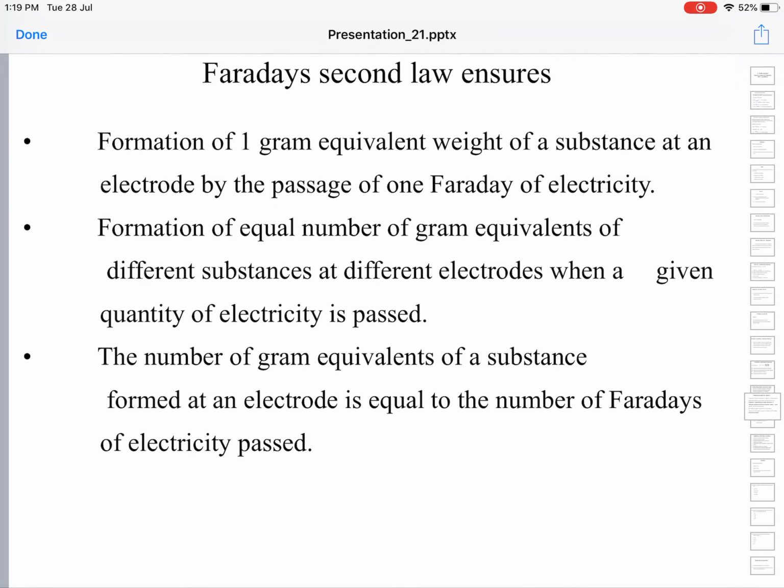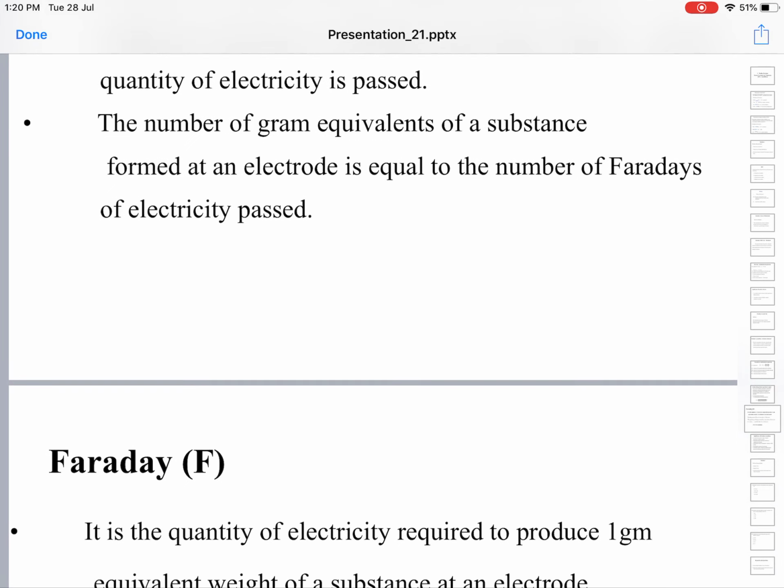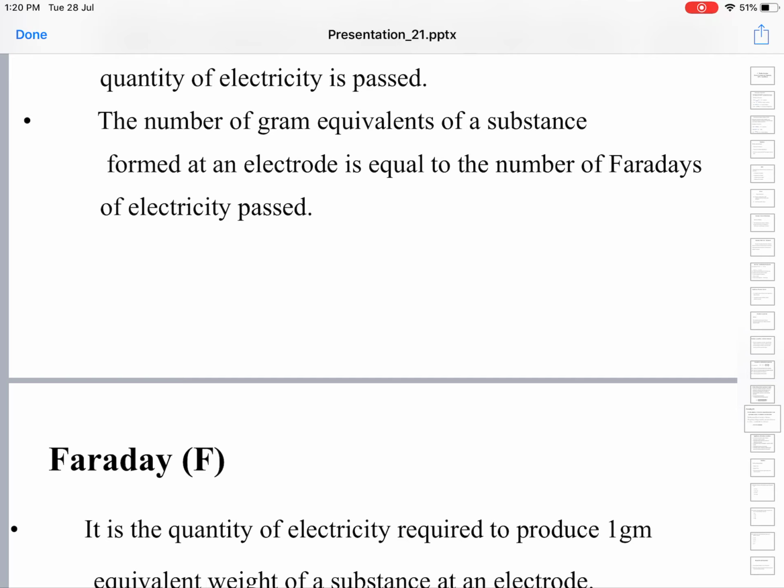Faraday's second law ensures that the formation of 1 gram equivalent weight of a substance at an electrode is by 1 Faraday of electricity. 1 Faraday liberates 1 gram equivalent weight of a substance. Equal gram equivalent weights of different substances are formed at different electrodes when the same quantity of electricity is passed through different electrolytes. The number of gram equivalents of a substance formed at an electrode is equal to the number of Faradays of electricity passed. 1 Faraday, 1 gram equivalent; 10 Faradays, 10 gram equivalents of substance, as simple as that.